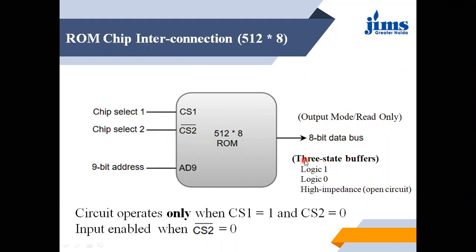This also works in 3 buffer states. The first one is logic 1, means when the value of this is 1, the data has to be read from the memory. When the value of logic is 0, it means data will not be read from the memory at this time, and it can be high impedance like RAM. High impedance means open circuit. It means it will not work.